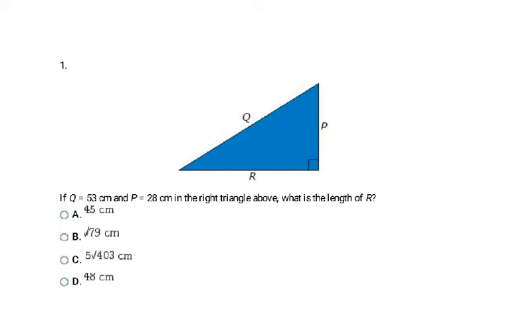So in this first example, they tell us that side Q is 53 centimeters and P is 28 centimeters in the right triangle above. What is the length of R? So it's a right triangle. I can only use Pythagorean Theorem with a right triangle, but it is a right triangle, so I can go ahead and use a squared plus b squared equals c squared.